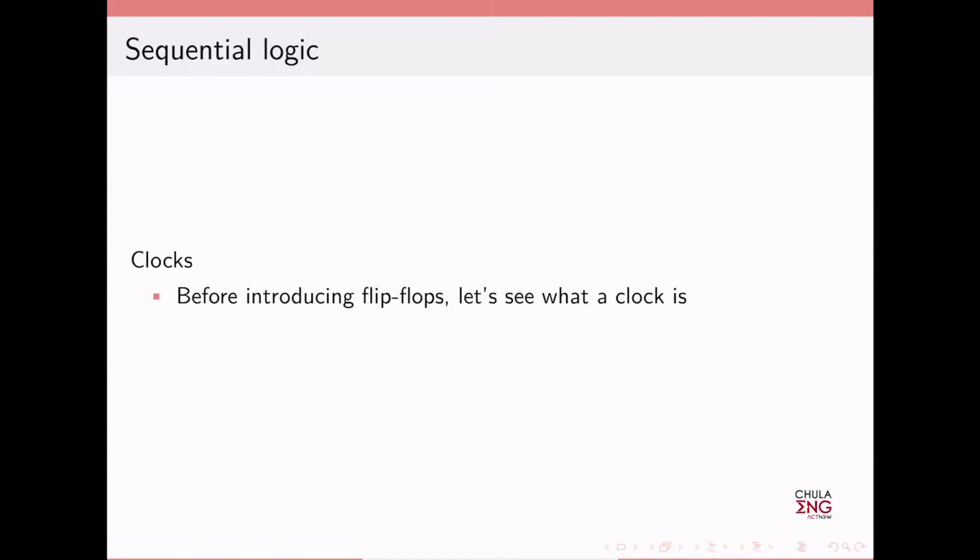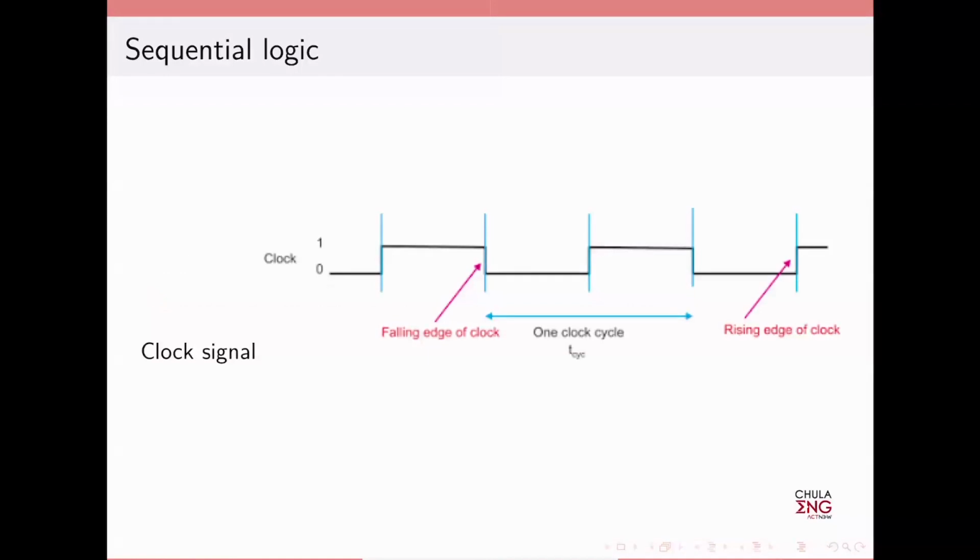So what is a clock? A clock is just a signal that is a square wave, right? It generates zeros and ones, and it has cycles. One cycle has half zeros, half ones, and it has a rising edge. The rising edge is when the clock changes from 0 to 1. So it's very precise. It's at this moment only, 0 to 1.